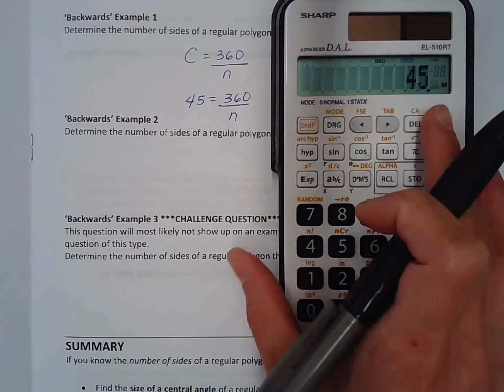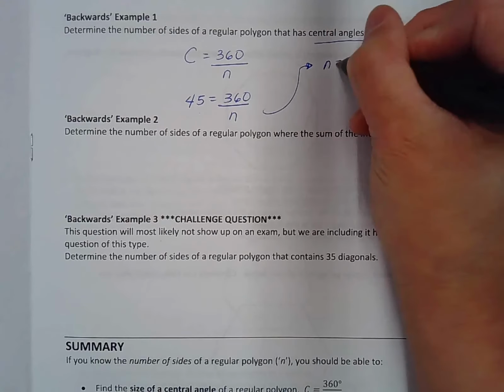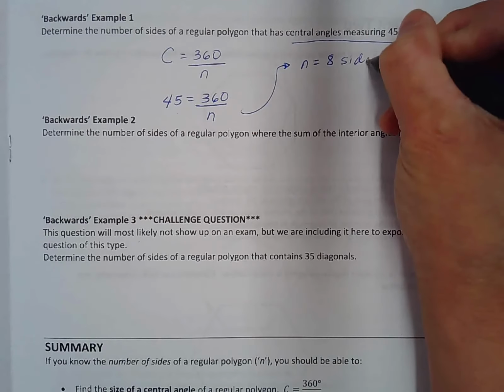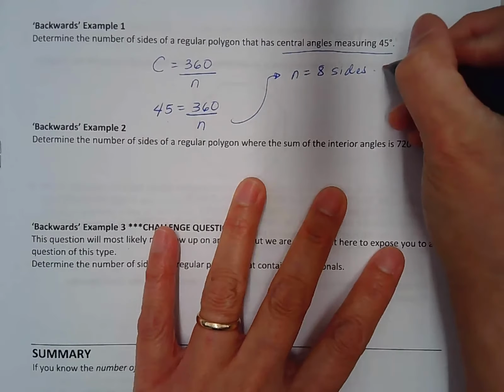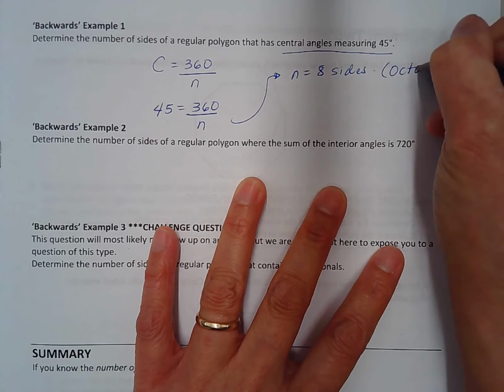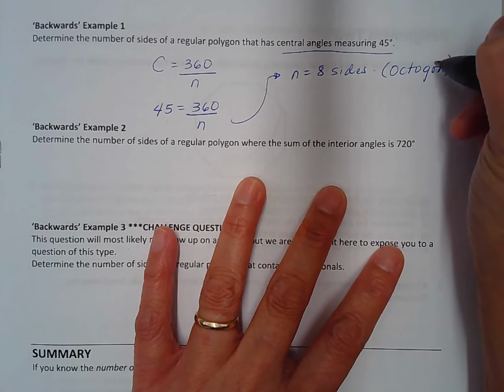That means n has to be 8 sides. And a polygon with 8 sides is called an octagon.